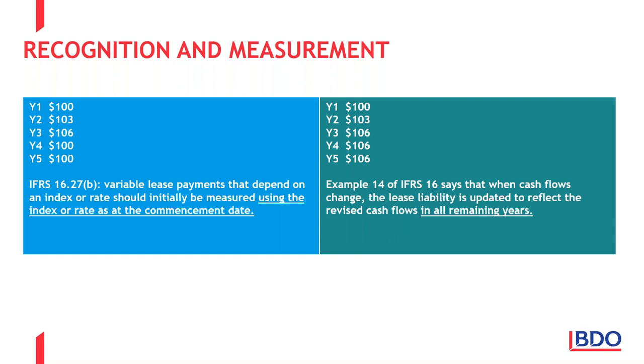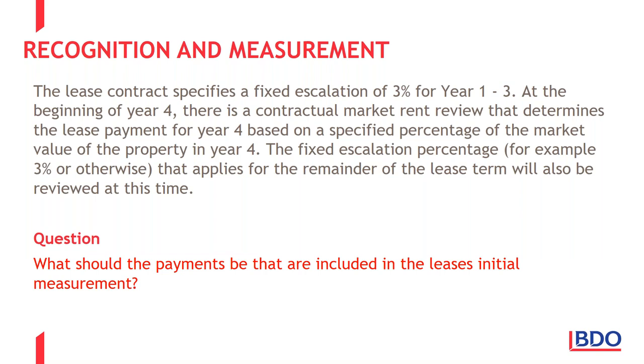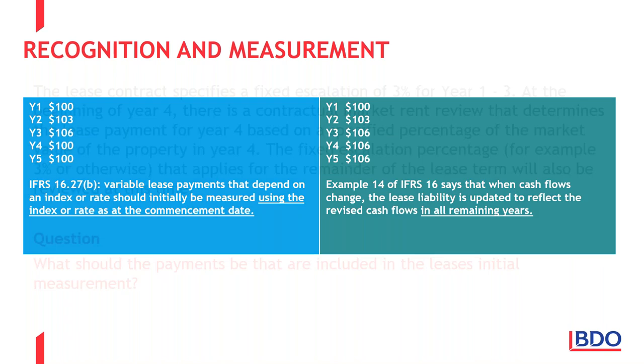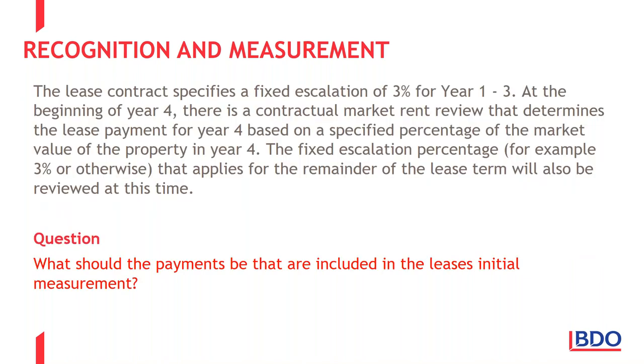Now, I also want to flag there's a subtle difference in this example. In the previous example, we were talking about CPI, and the CPI in year four was clearly linked to the payment in year three. So there was a very clear link. So I would have argued, why would we ever go back to day one in that situation? However, here it's a bit different, because we've got a fixed 3% increase, and then we've got this market rent review that's linked to market value, and market value could be absolutely anything. So the other thing is, we will also reconsider whether we will accept this fixed 3% increase going forward.